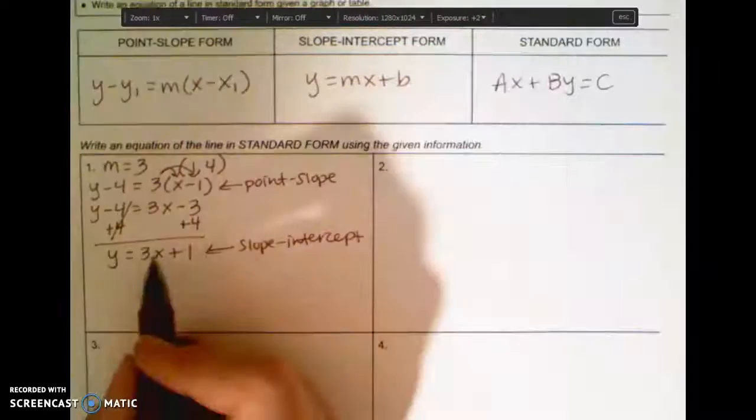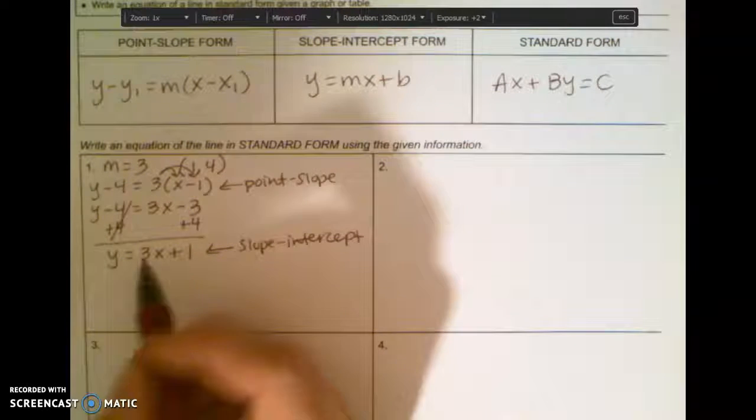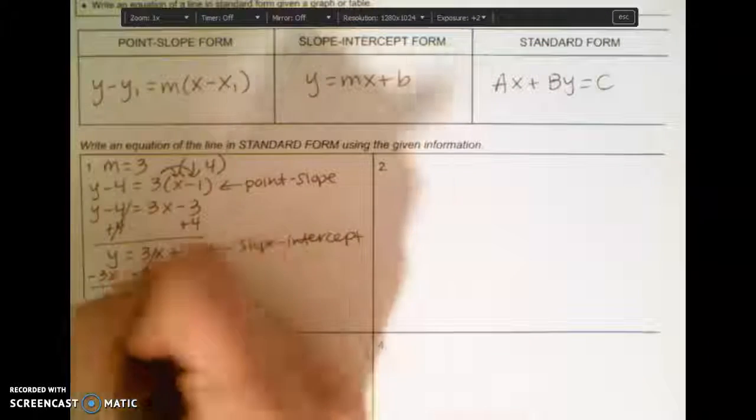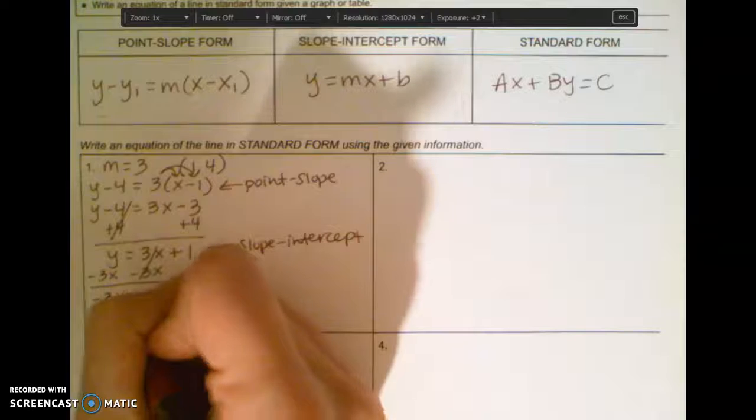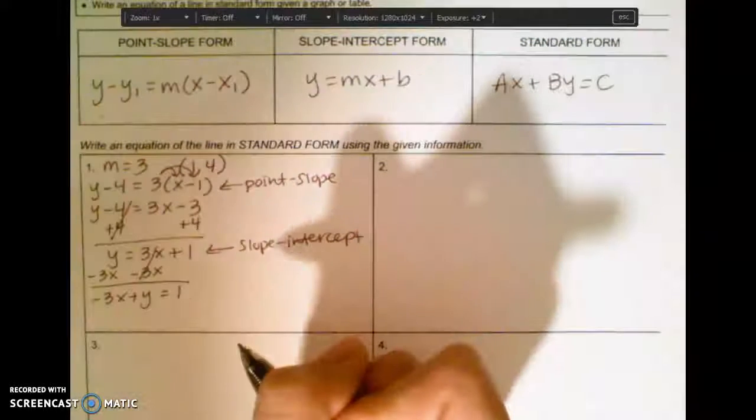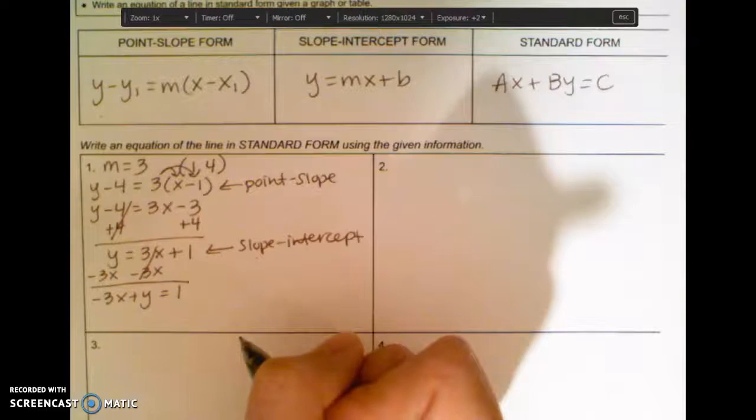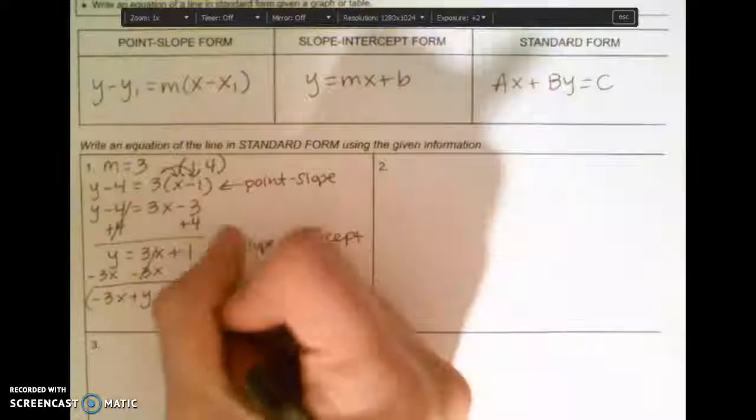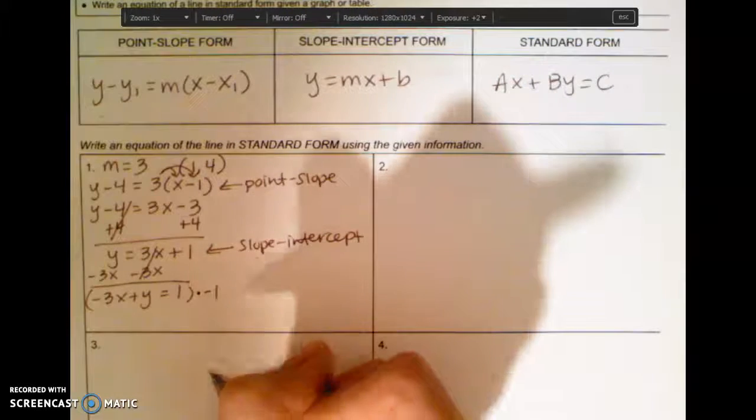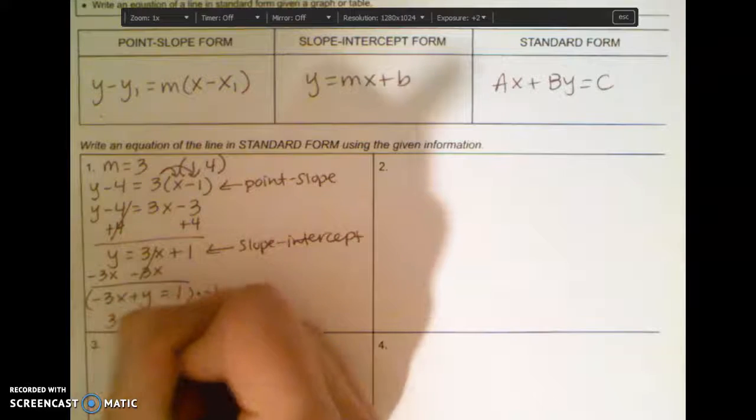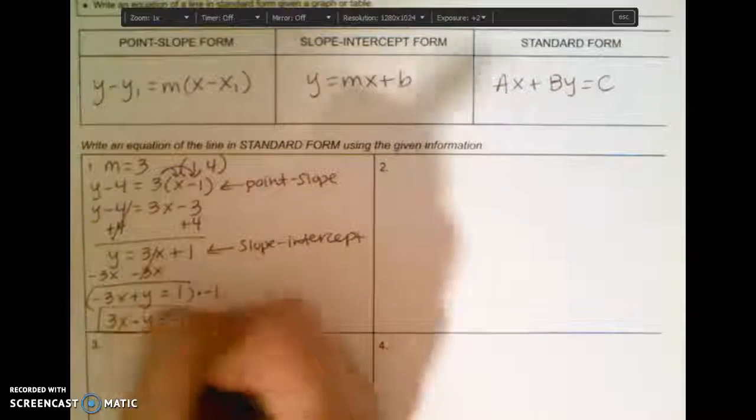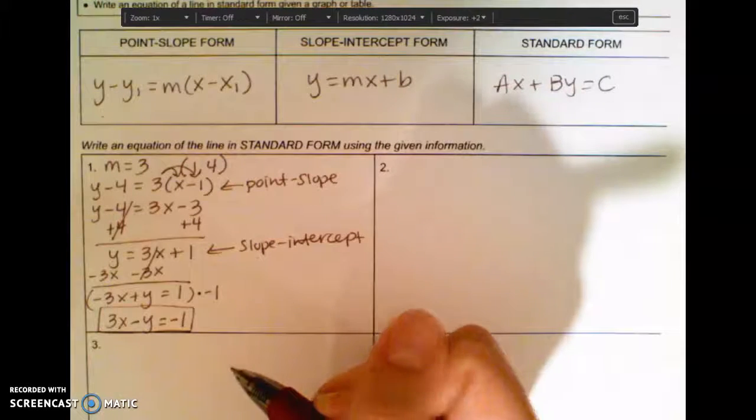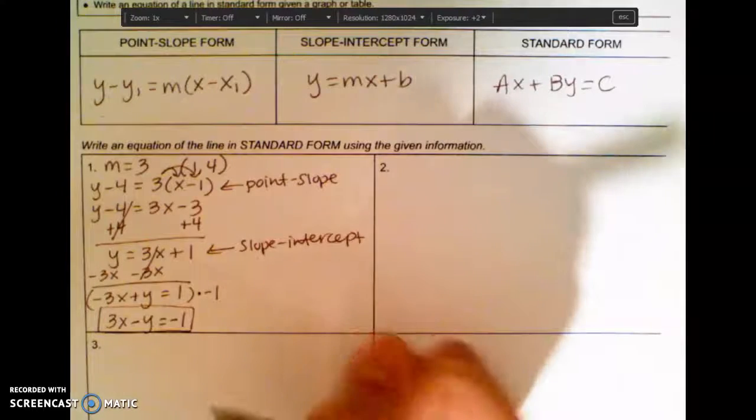So now we need the x and the y to be together. To get the x to join the y, we need to subtract it. When I subtract the 3x, that gives me negative 3x plus y equals 1. But what's wrong with that? There is a negative a value, and that cannot be true with standard form. So we need to multiply everything by negative 1, and that's going to give us 3x minus y equals negative 1. And of course on this step you could have also divided everything by negative 1. That is fine too. But we have it in standard form and all of the rules have been followed.